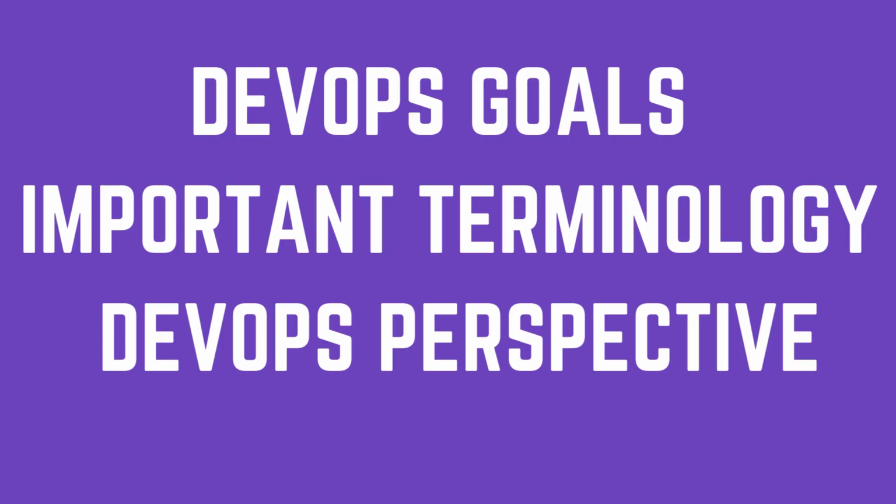DevOps goal. DevOps objectives: enhanced delivery. Reducing the time to market for software releases is the aim. Result: features and upgrades are delivered more quickly and frequently.